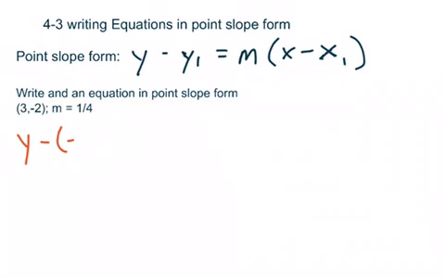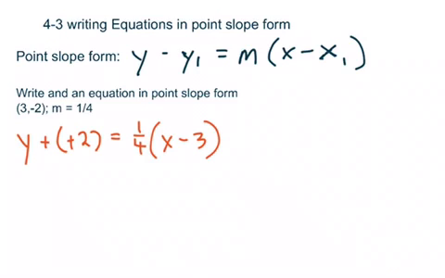which is -2. And that would be equal to my slope, which is 1/4, and then times x minus x1, which is your x coordinate, which would be 3. Now, anytime we have that double negative, we know we're going to end up making that into a positive. So we just say y plus 2 is equal to 1/4 times x minus 3.